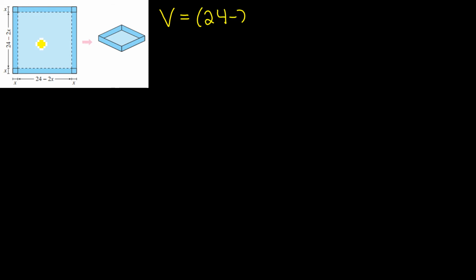Okay, so the first thing we're going to do is write our volume equation. So our volume equation, which was length times width times height, is going to be our length, which is 24 minus 2x, our width, which is 24 minus 2x as well. So that's just a coincidence for this particular problem. And then our height is just going to be regular x.